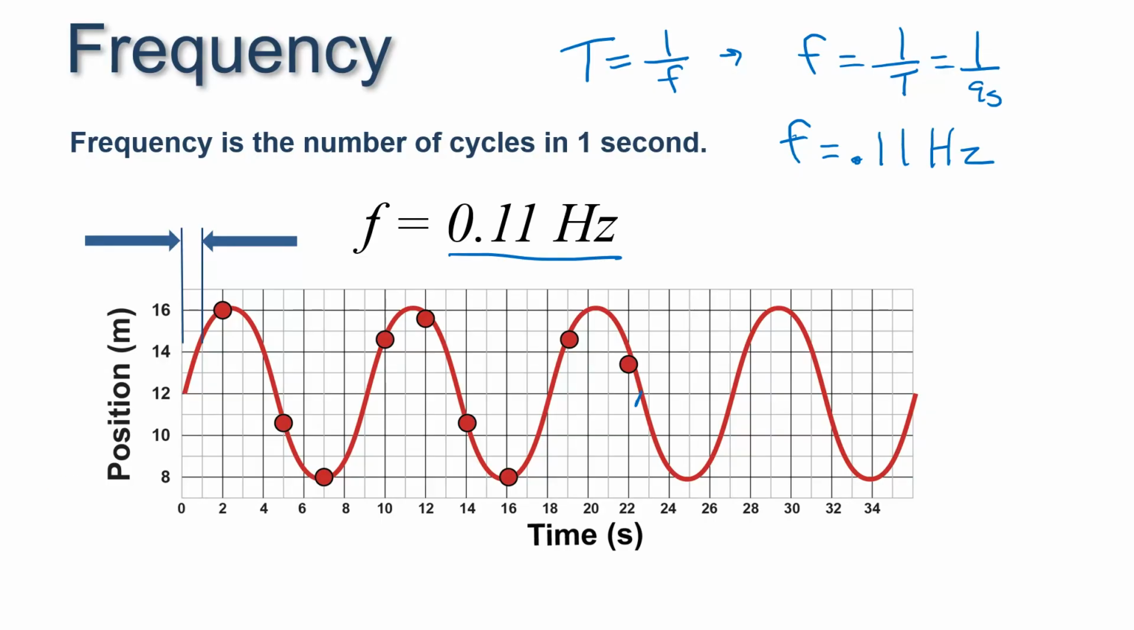Well, what they did that was really clever, we just said it has to be cycles per 1 second. So we did the math to calculate what it is, but what they did is they just looked at 1 second.